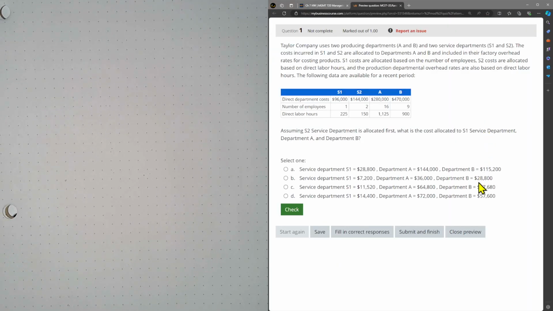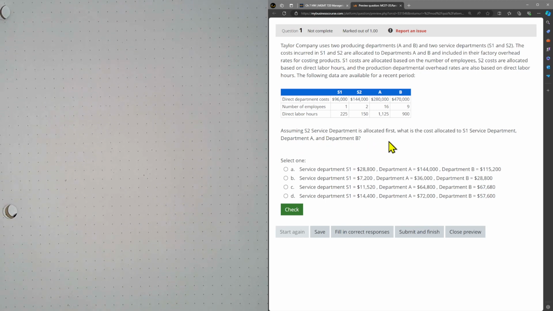Okay, so whereas the other one was almost all a word problem, here we've got a table. It uses two production departments, A and B, and two service departments, S1 and S2. Let's first see what it's looking for. Assuming S2 department is allocated first.